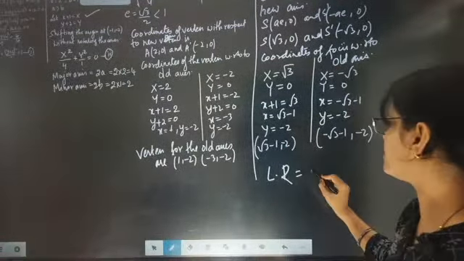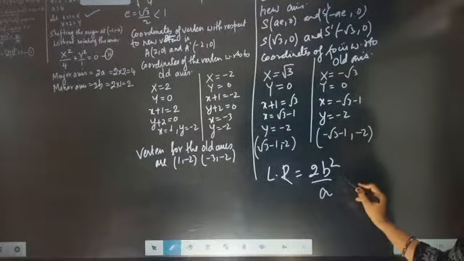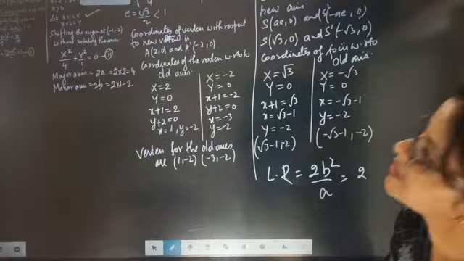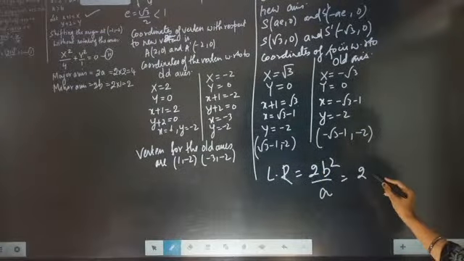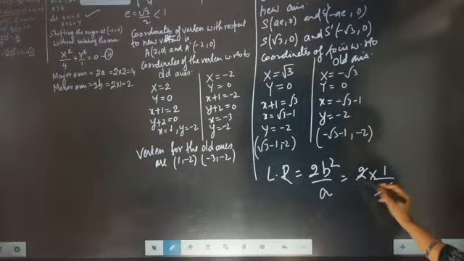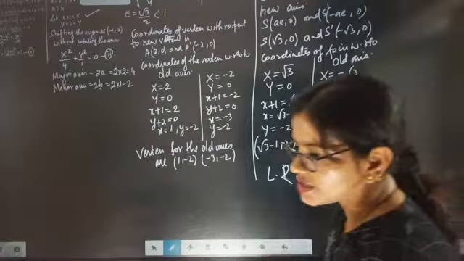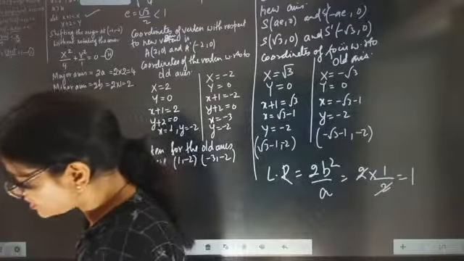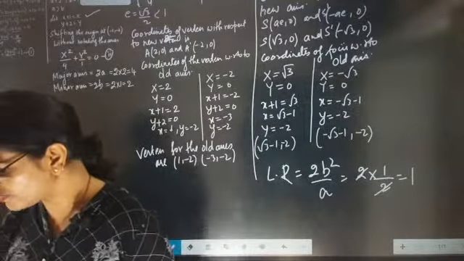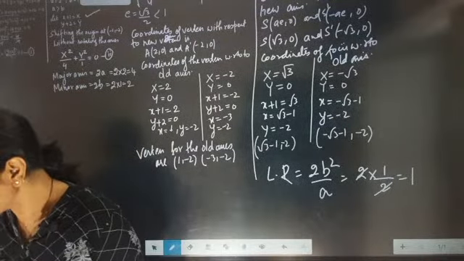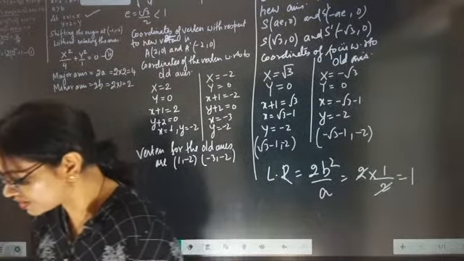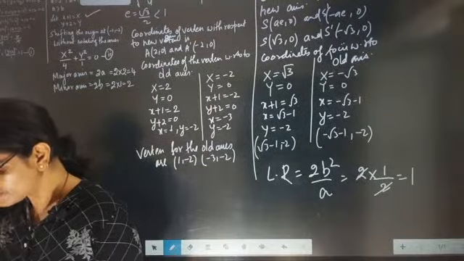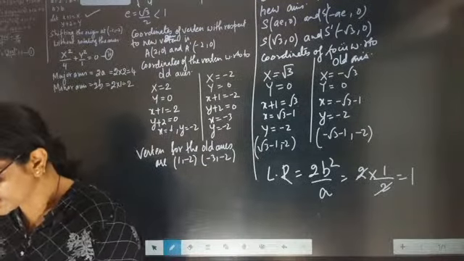Latus rectum will be coming as 2b square by a. B square is 1, and a is 2. So the answer is coming as 1. So latus rectum is coming as 1. With this we have solved a massive question. Okay, latus rectum is coming as 1.